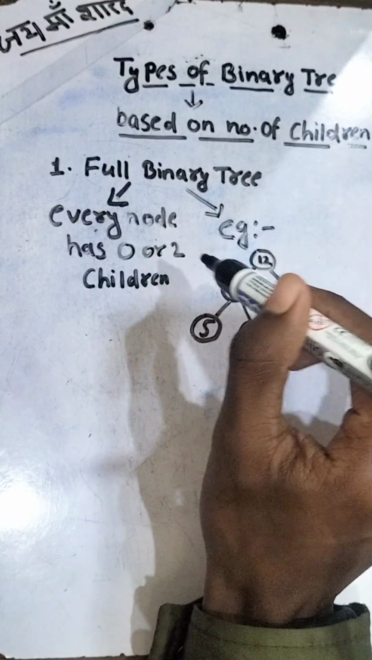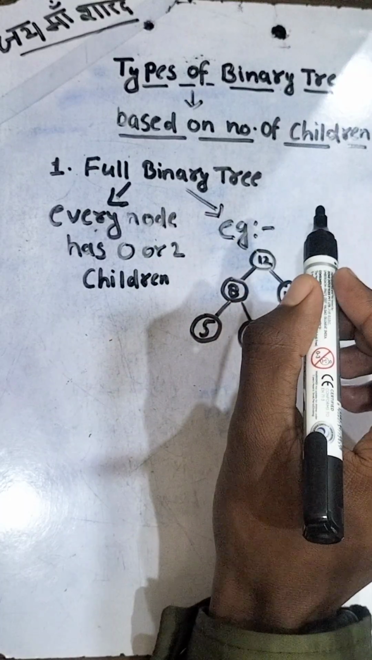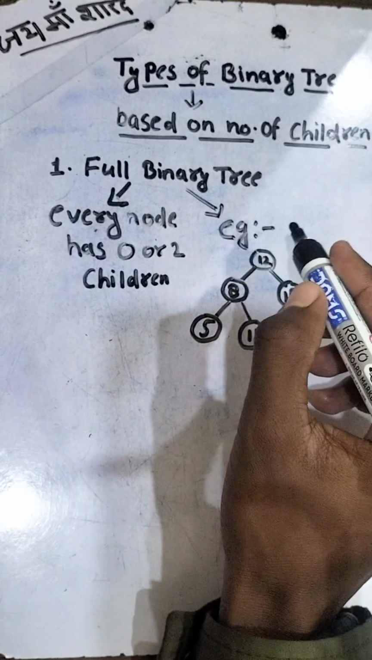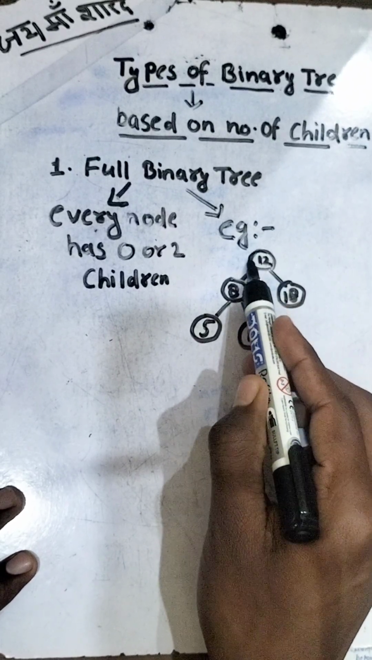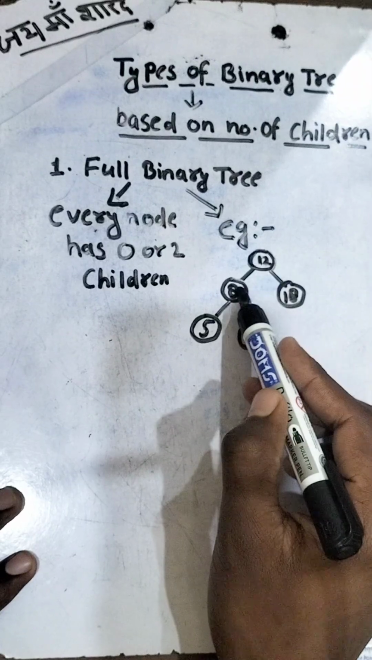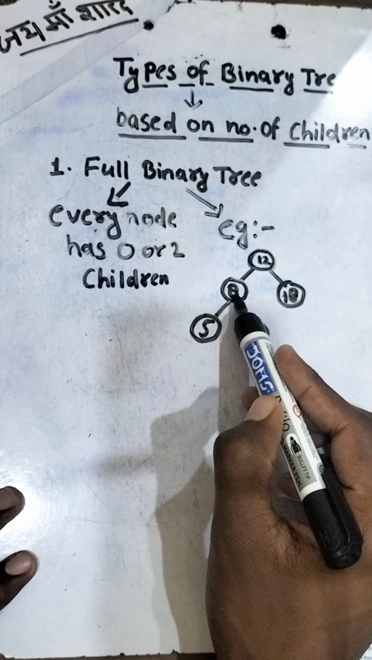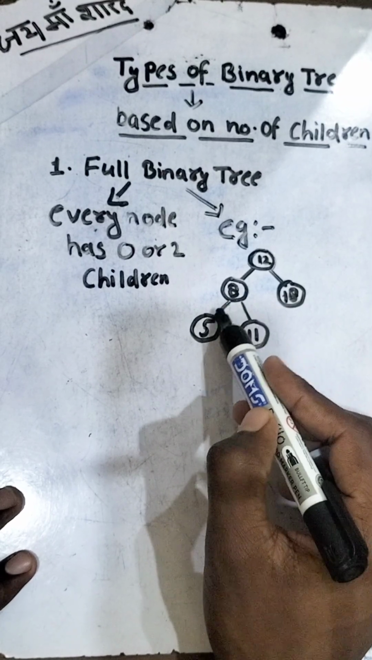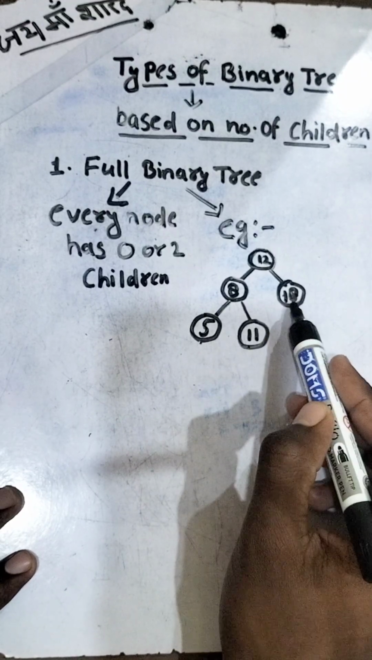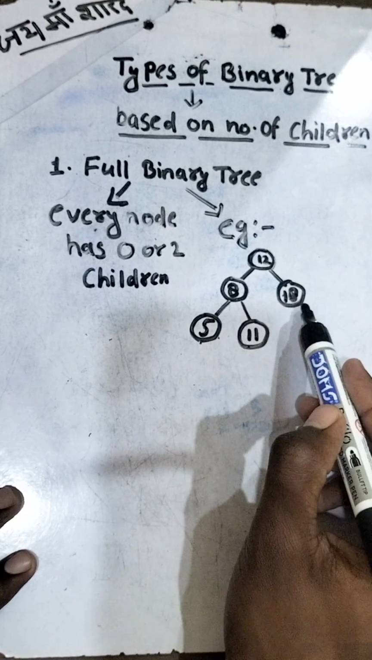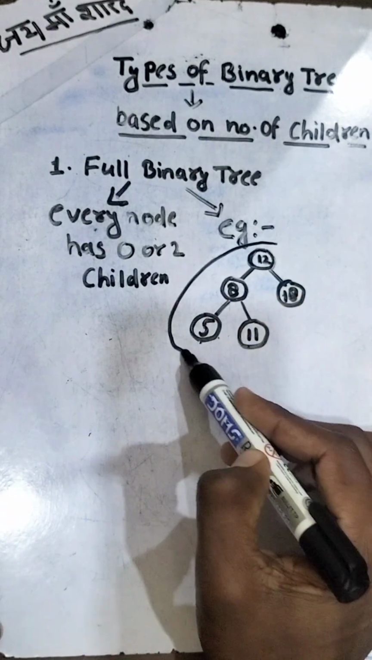Means either a node will have no children or it will have two children. Like in this example, we have a root node 12. It has two children, as well as 8 has also two children, but 5 and 11 have no children. Like 5 and 11, 18 has no child. So this is the best example of a full binary tree.